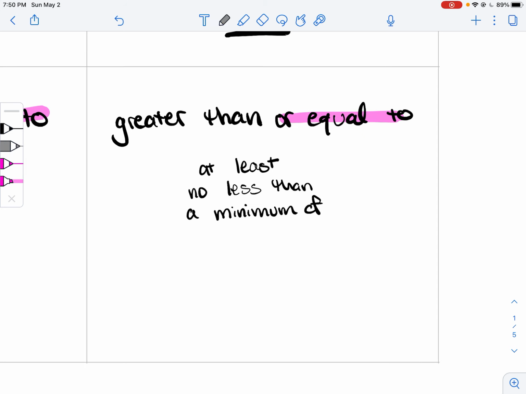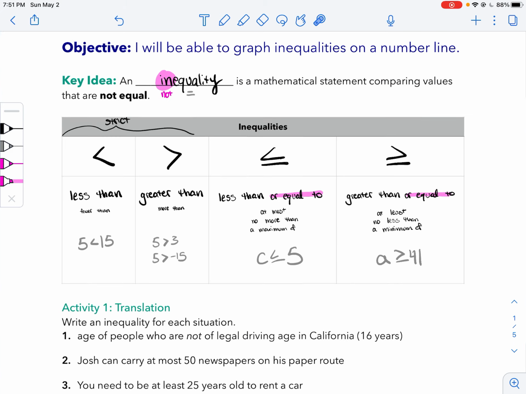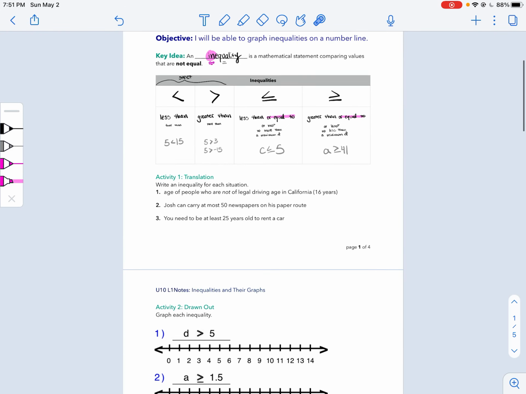For example, now let's say the number of apples I have is greater than or equal to 41. That means I have at least 41 apples. If I have greater than or equal to 41 apples, I have no fewer than 41 apples. I have a minimum of 41. That's a lot of apples. Hopefully I'll make a pie or something.